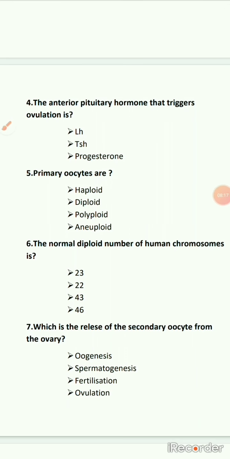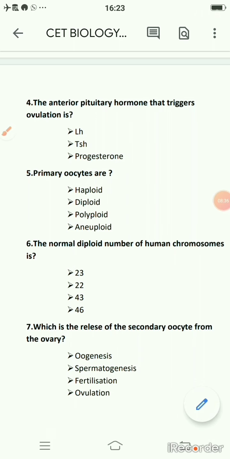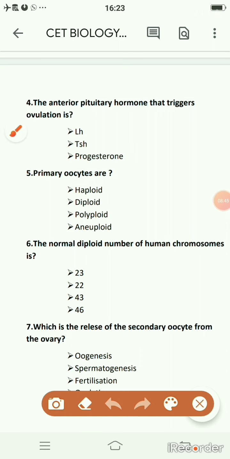Okay, let's move on to the next question. The normal diploid number of human chromosomes is, no, 23 is not the right answer, because they're asking here diploid, not haploid. Fine. Next, 22, never be, and 43, definitely not. And finally, the answer: the normal diploid number of human chromosomes is 46.